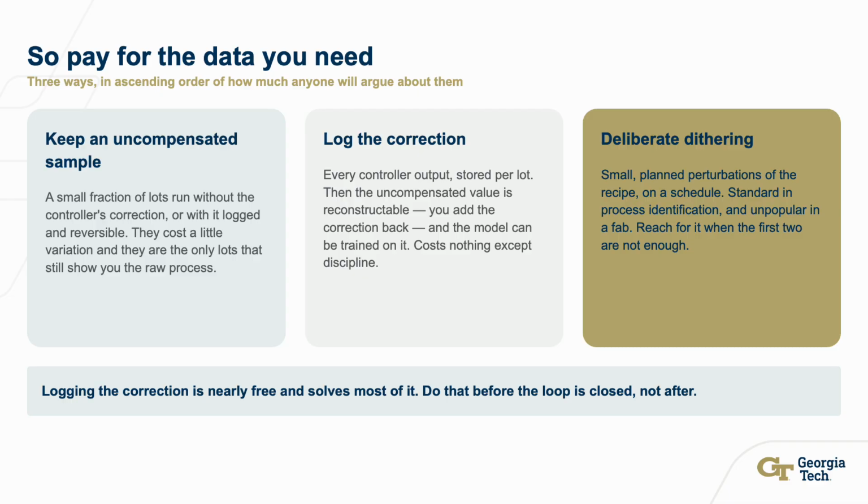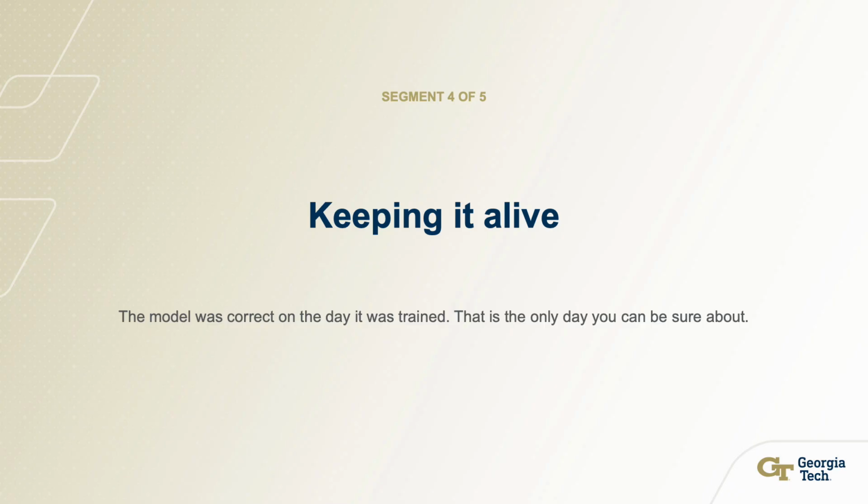Deliberate detuning: a small planned perturbation on the recipe on a schedule. Completely standard in process identification, deeply unpopular in a fab because you are asking permission to make the wafer slightly worse on purpose. Reach for it when the first two are not enough. Logging the correction is nearly free and solves most of the problem. Do it before the loop is closed. Retrofitting it afterwards means waiting for months for enough data to accumulate.